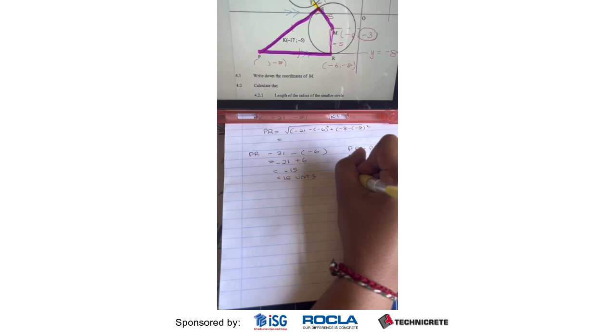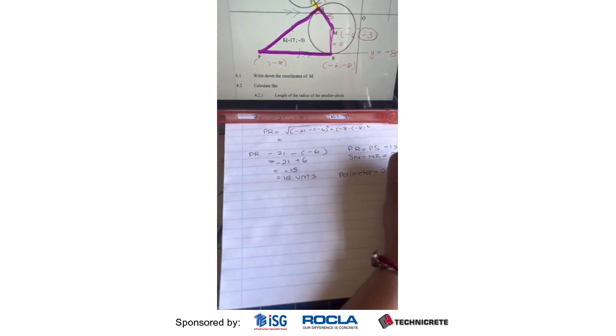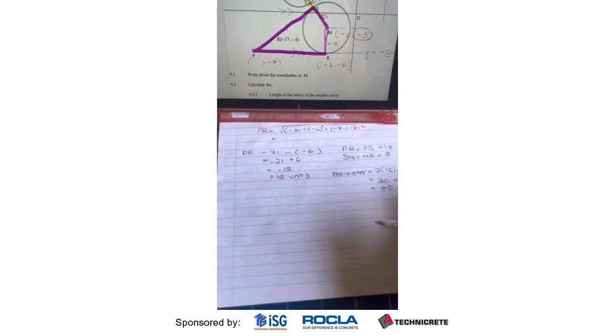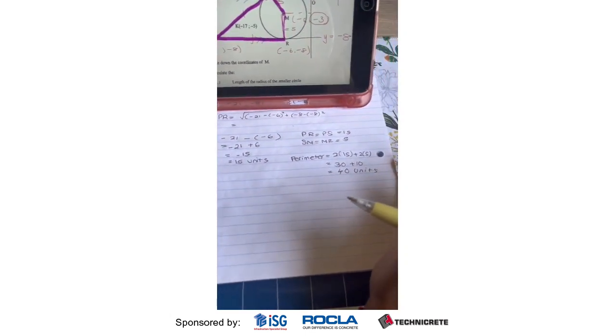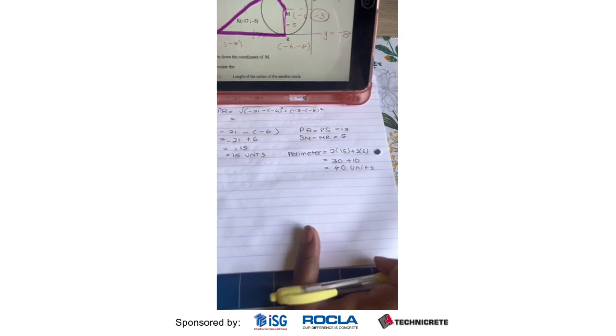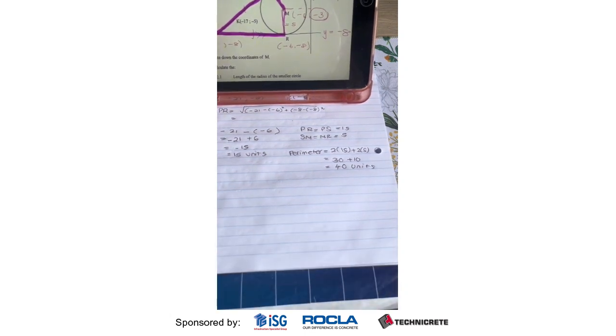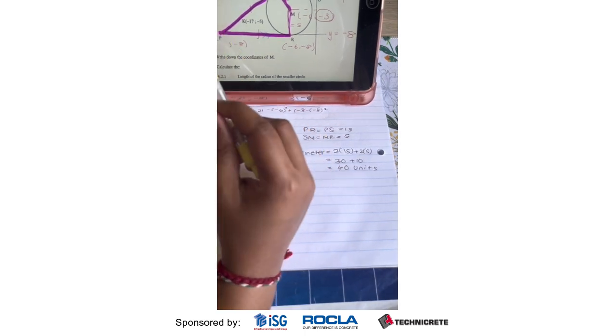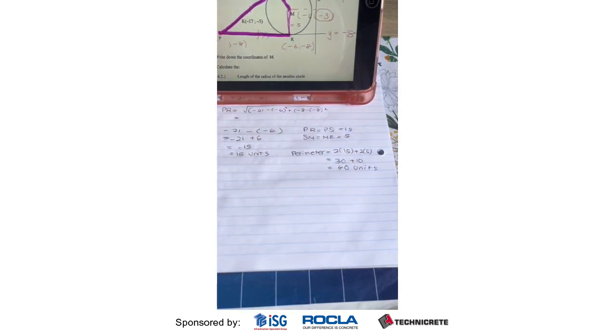And SM is equal to MR, which is equal to 5. So my perimeter is going to be equal to 2 times 15 plus 2 times 5, which is 30 plus 10, equal to 40 units. Okay, so I hope you understand how we got that. SM and MR was okay. We just had to find this value first for P before we could calculate the length of PR.